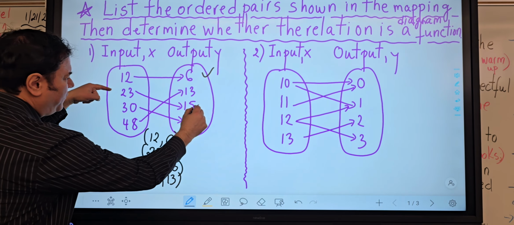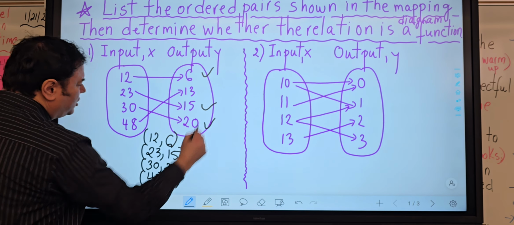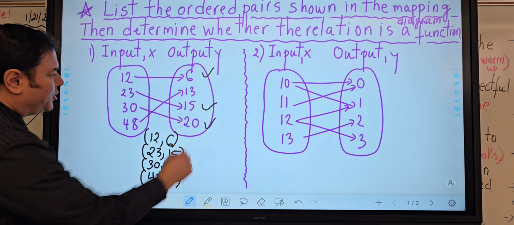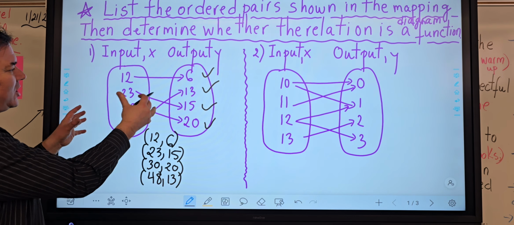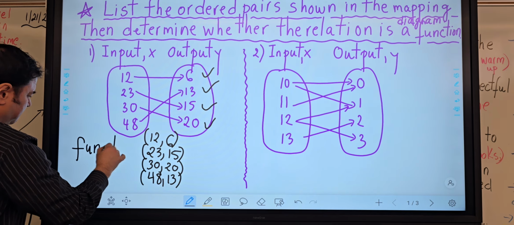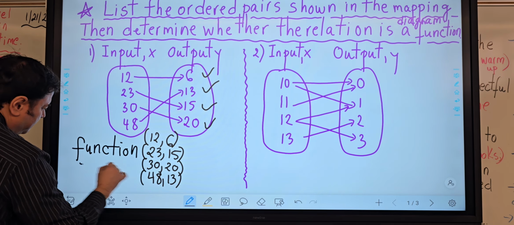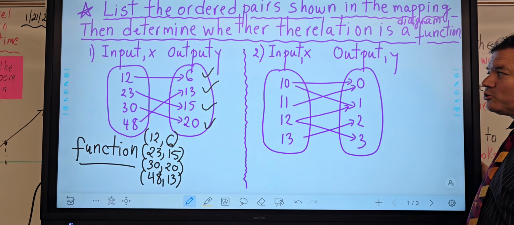23 goes only to 15, this is good. 30 goes only to 20, this is good. And 48 goes only to 13, and this is also good, it checks. Which means that this relation is a function. Let's continue to the second example to see if it is also a function.